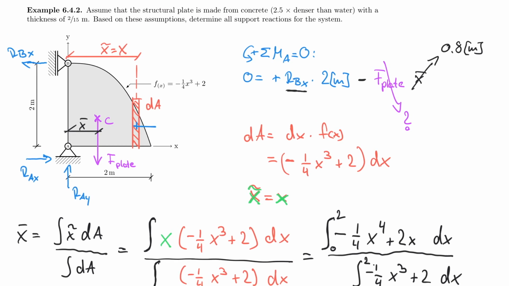It's made from concrete, and I know its thickness, right? So I know its thickness being 2/15 meters, and I know that it's denser than water by 2.5 times. So all I need to do is calculate the area, and then multiply that by the thickness, which gives me the volume. And once I have the volume, then I can multiply it by the density to find its total weight. So let's do that next.